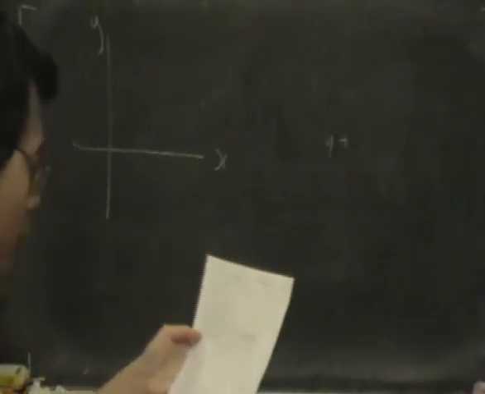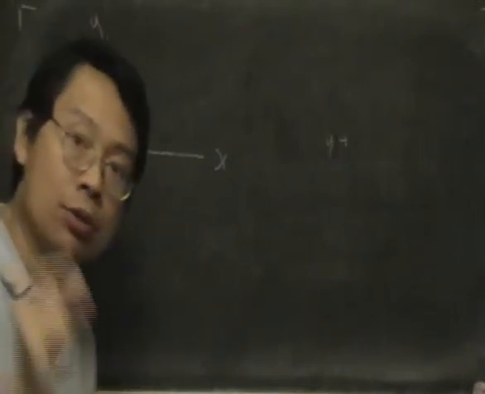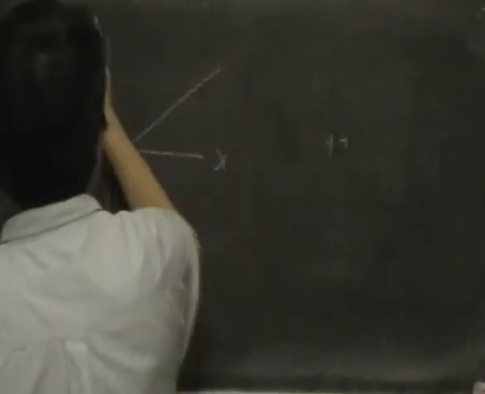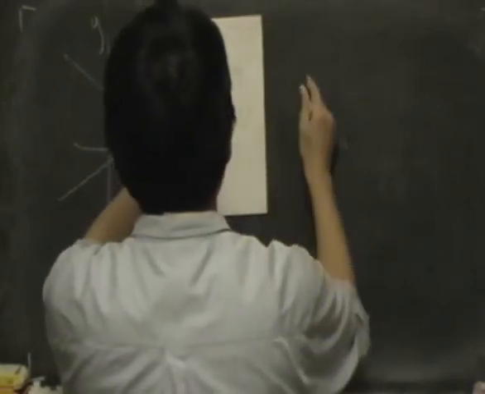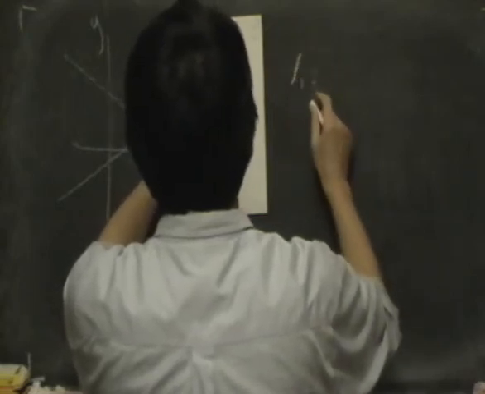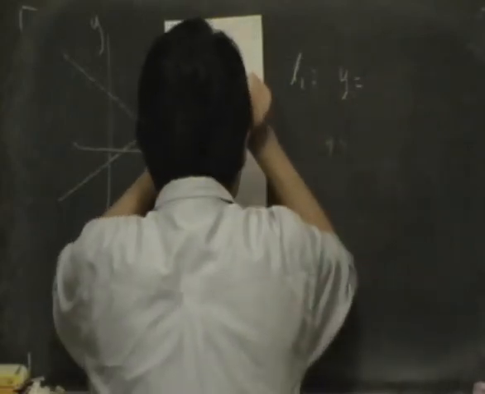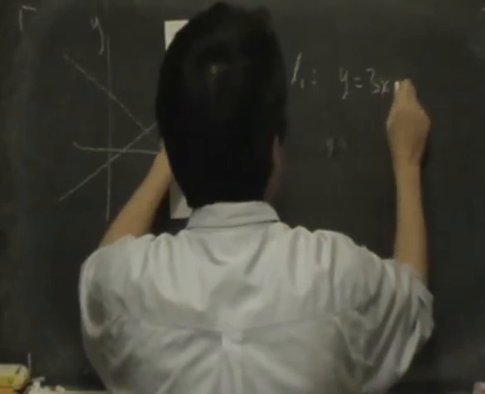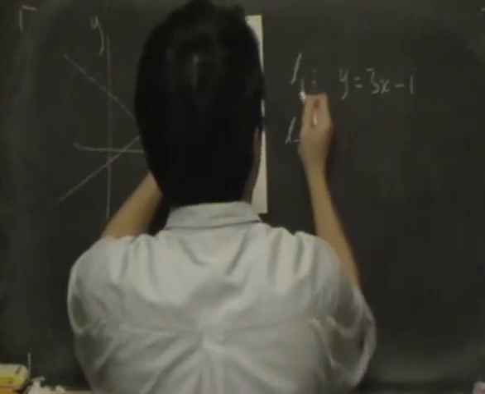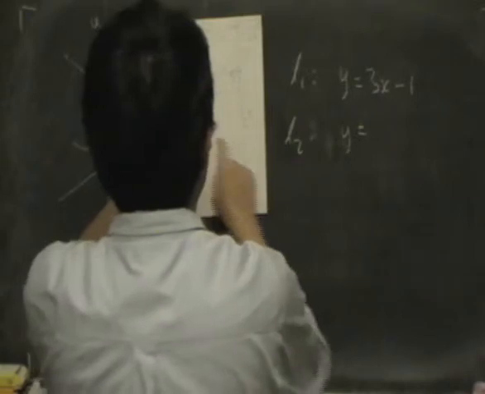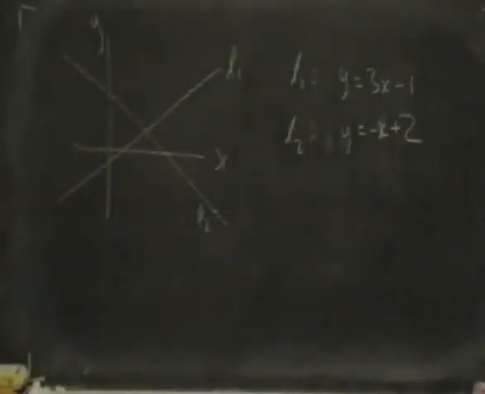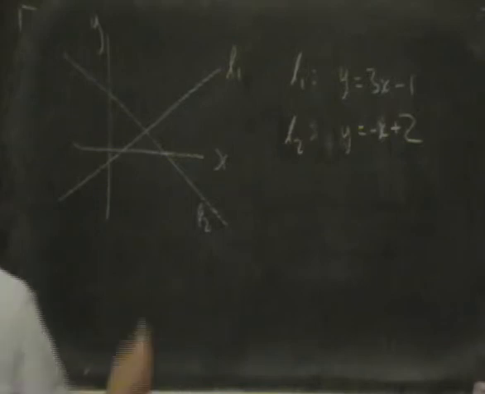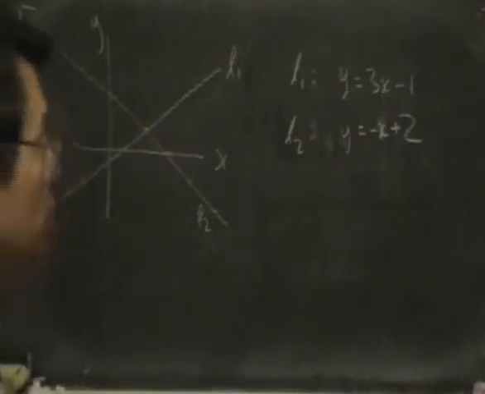So next, let's look at an example where we have two lines that intersect, line 1 and line 2. Suppose we know the equations of these two lines. And the question is to find the coordinates of the point of intersection.